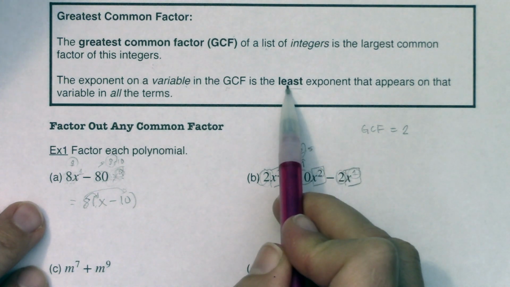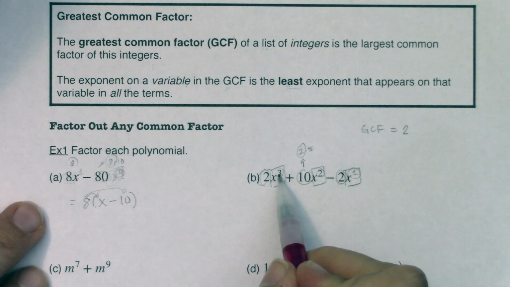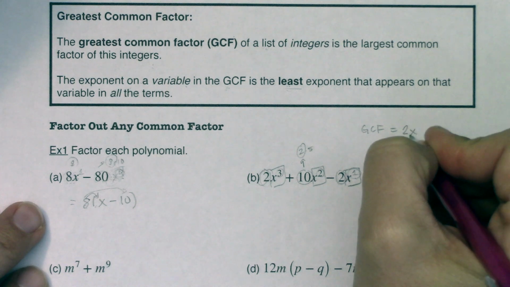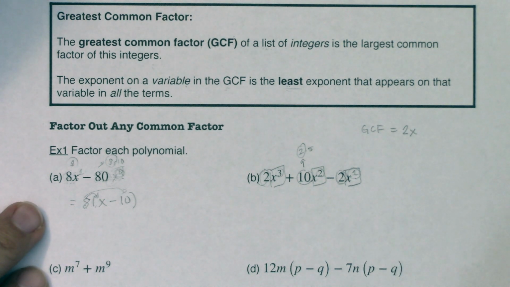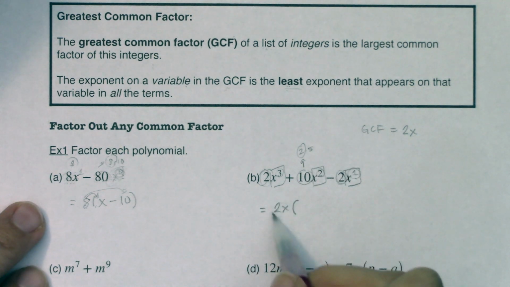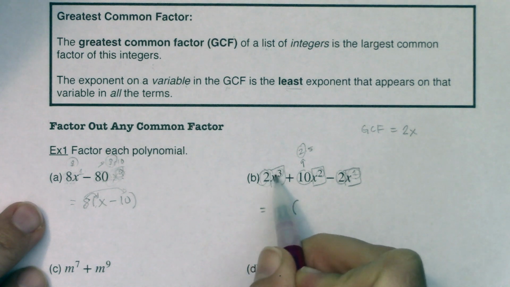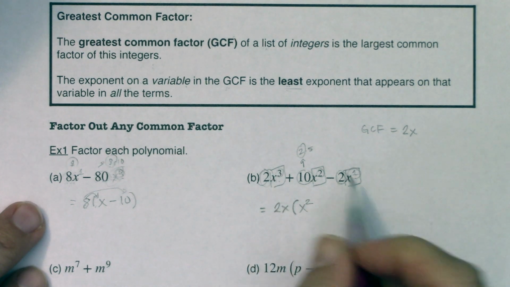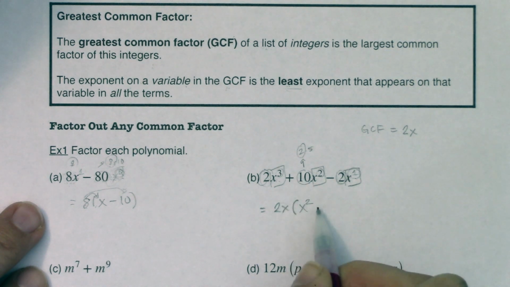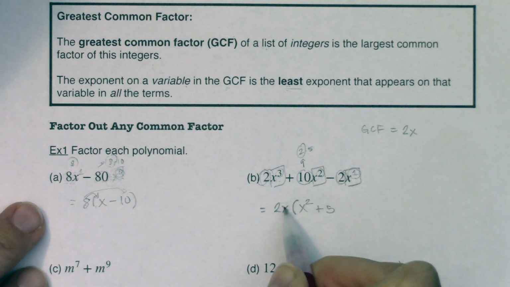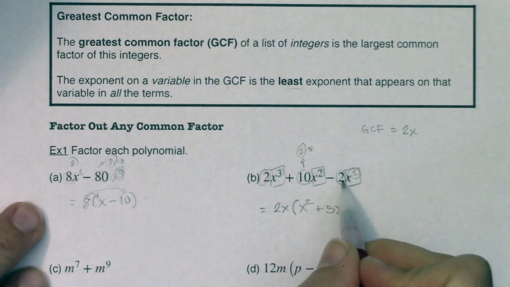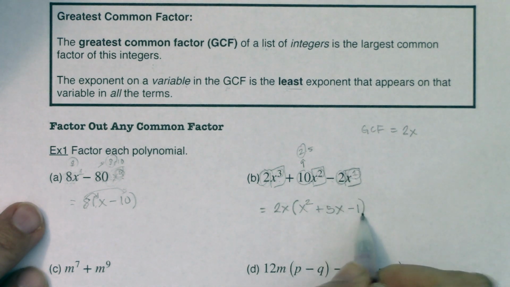We're going to take the smallest exponent, the least exponent. So the smallest number between 3, 2, and 1 is 1, which means x to the 1 is going to be in my GCF. So when I go to factor out my GCF, I'm going to have 2x. When I remove 2x from 2x cubed, the only thing that survives is x squared. When I remove 2x from 10x squared, when I factor that 2 out from that 10, I'm left with 5. When I factor out x from x squared, I'm left with x. And then I've taken the entire 2x out from here, so I just have a -1.